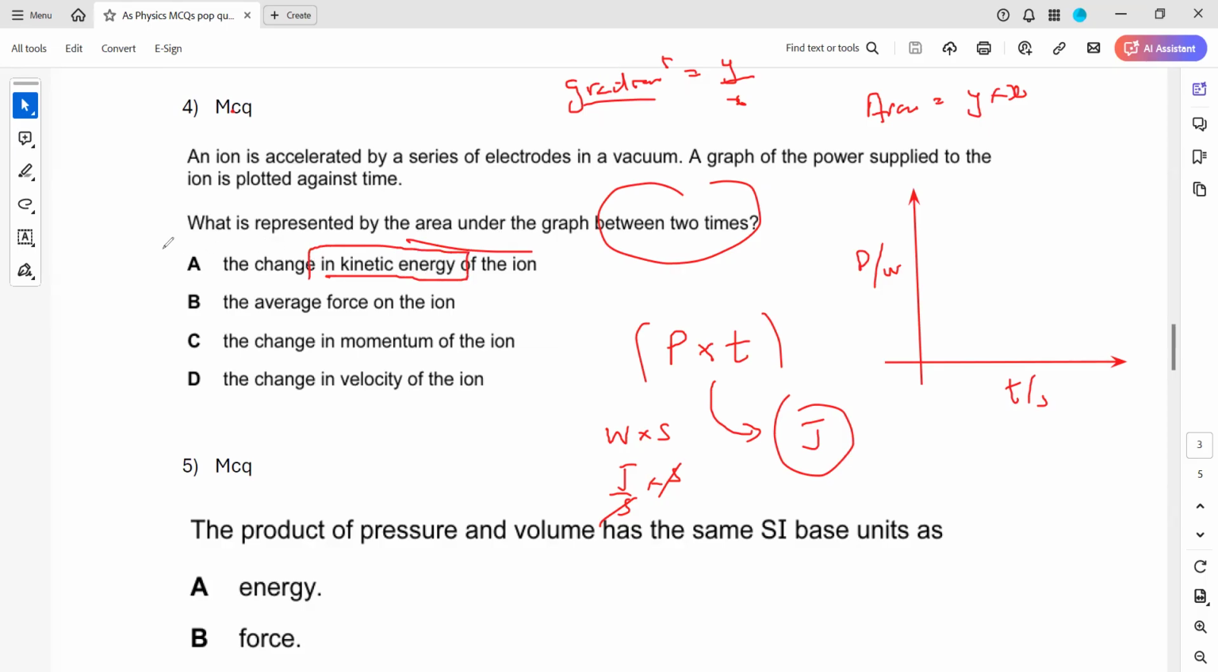So the area under the graph will give us the kinetic energy or work done. That's right. Work done, energy, kinetic energy. Clear? So whenever the area of the graph is a product of the two quantities, that will give you another quantity.